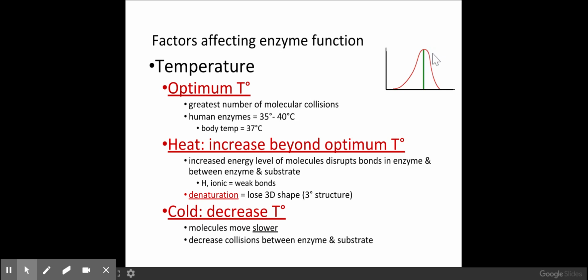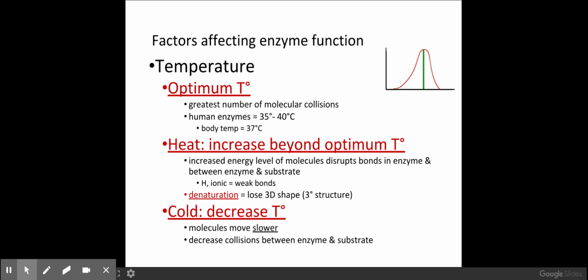However, at a certain point, something starts happening to that protein or that enzyme. It depends on those hydrogen bonds and ionic bonds to hold it in its three-dimensional shape, that tertiary structure. But if there's too much energy, that starts to fall apart. It starts to break. And when that happens, we say that the protein has been denatured.